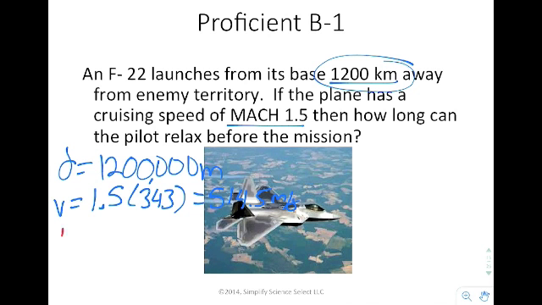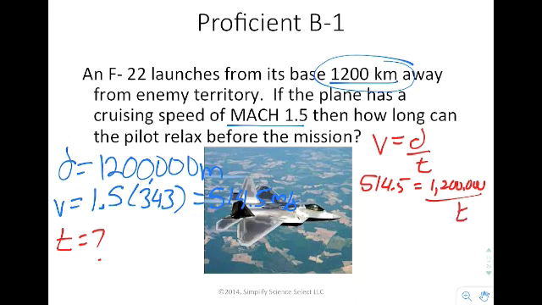You are trying to solve for the time that the pilot has to relax. The equation that you can use is v equals d over t, which is once again the first equation we learned in this class. Or you can say 514.5 equals the distance, which is 1,200,000 meters, divided by t. Multiply both sides by t, divide both sides by 514 to rearrange, and if you do it algebraically correctly, you should get about 2,332 seconds, which is about 40 minutes or so.